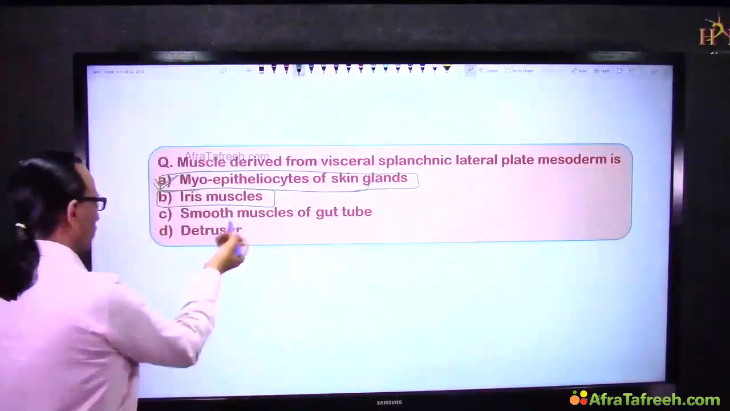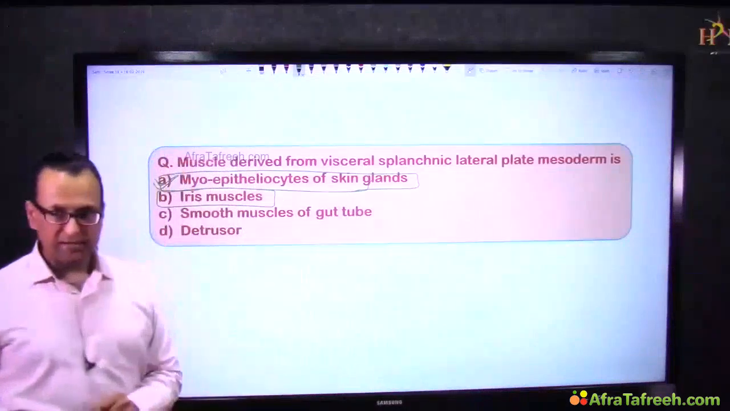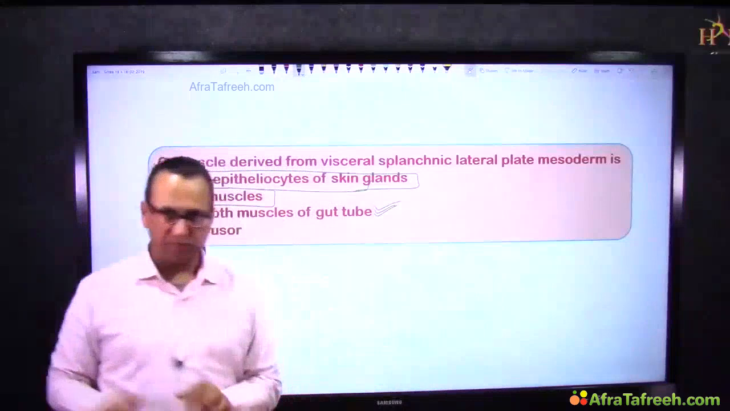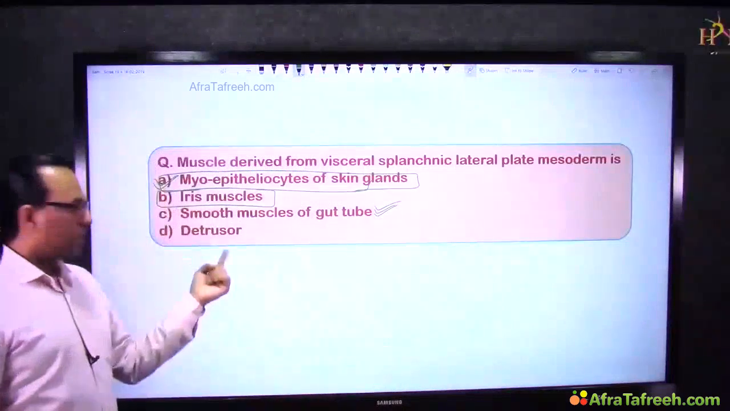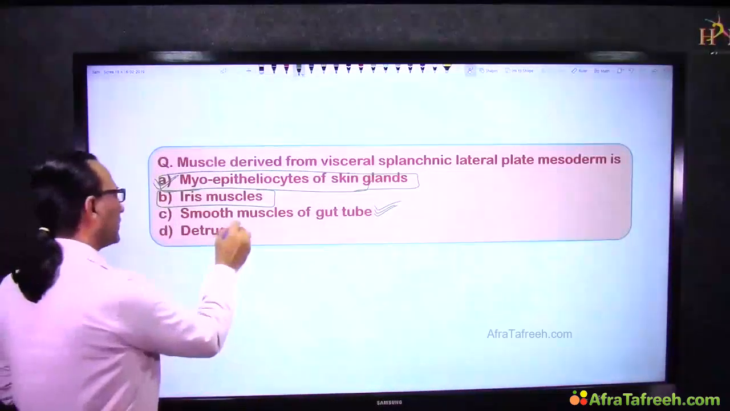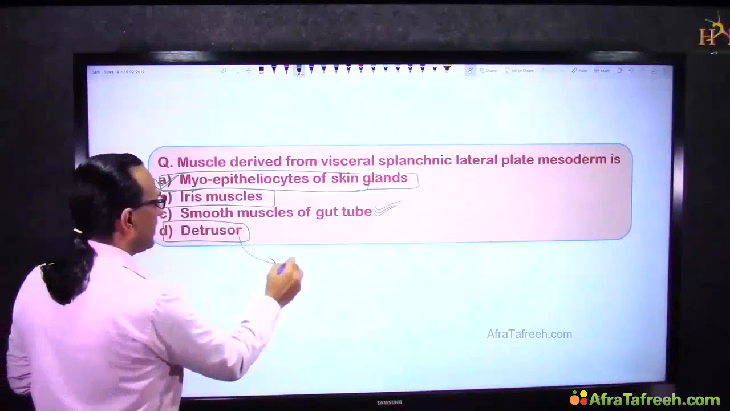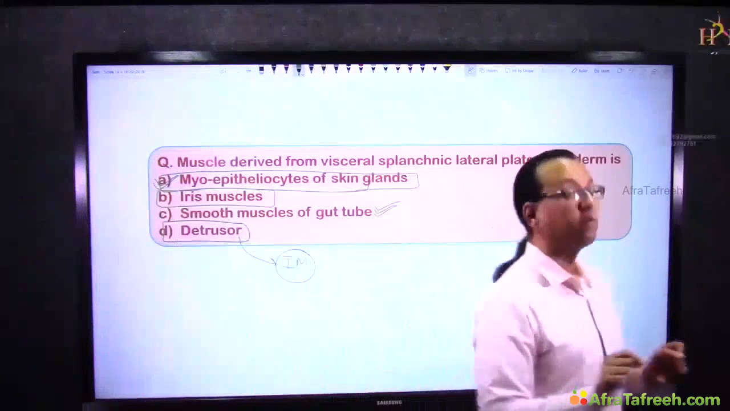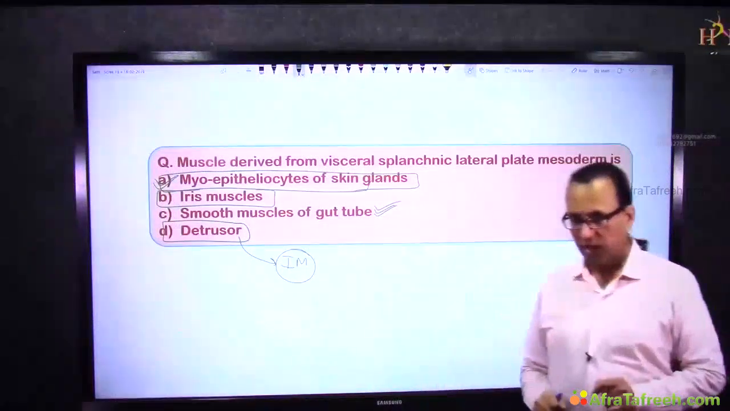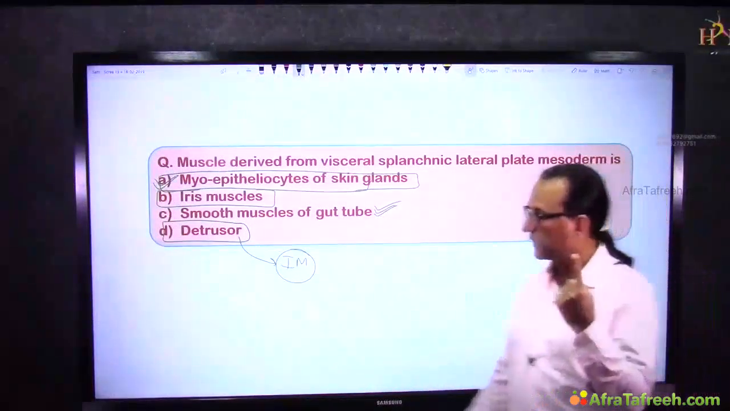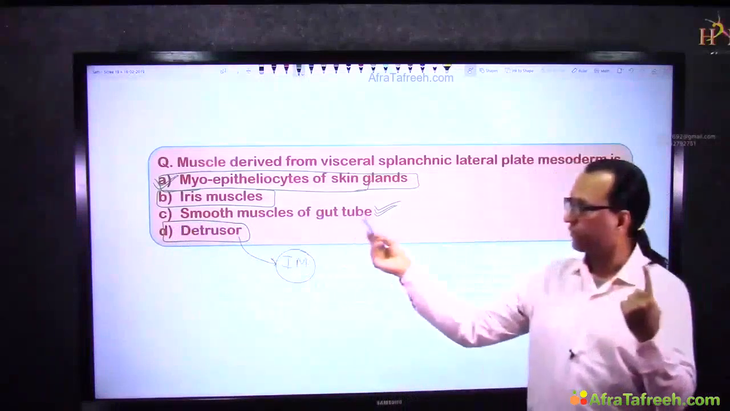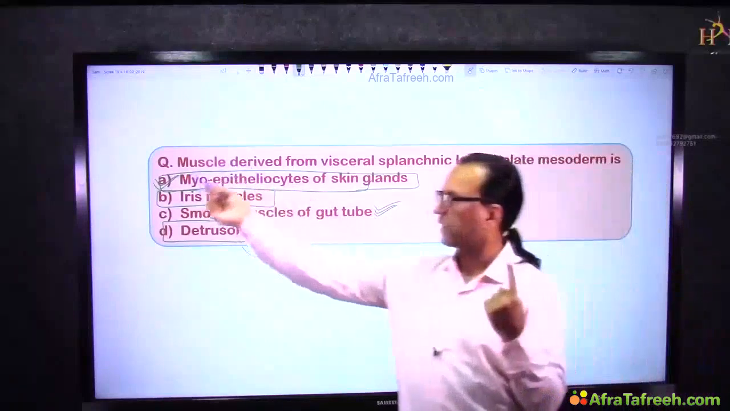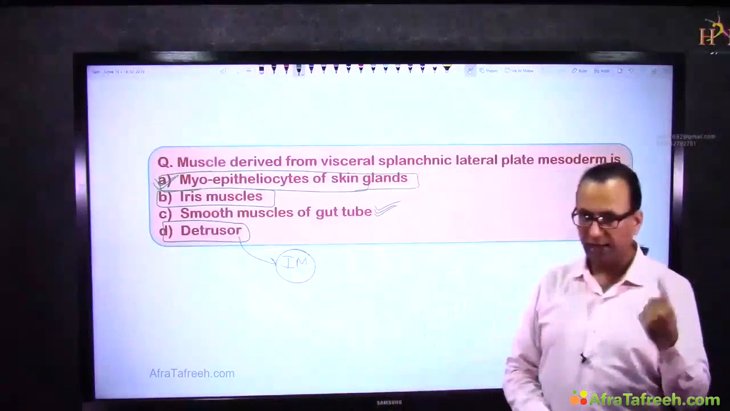Then what about the smooth muscles of the gut tube? Yes, that is the answer. Now if you said this is the answer, smooth muscle of gut tube will come from here. What about the detrusor? Detrusor we already told. Detrusor will come from the intermediate mesoderm. So this question was asking which of the following come from ventral visceral lateral plate mesoderm. And you have only one answer, and that is the smooth muscle of gut tube. They come from this source. Otherwise, the exceptions are A, B, and D, which we already have discussed.